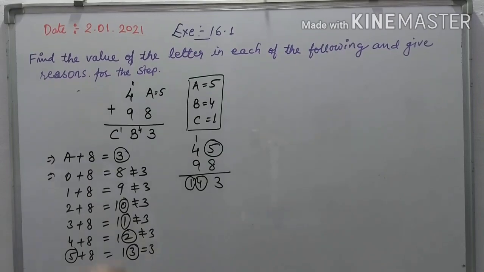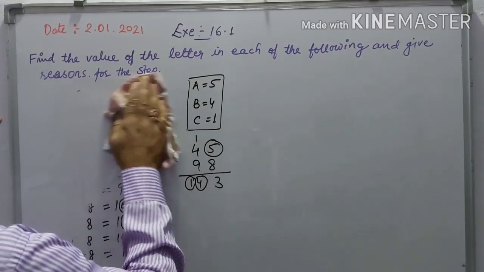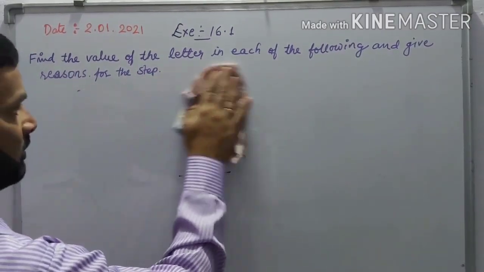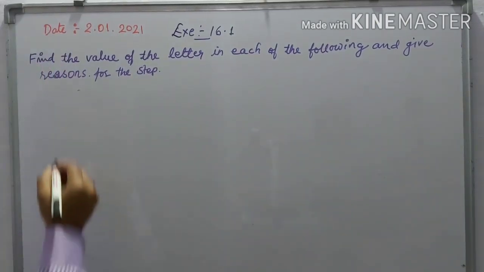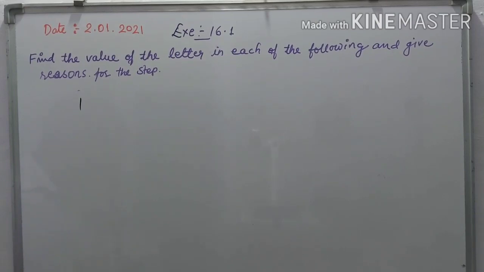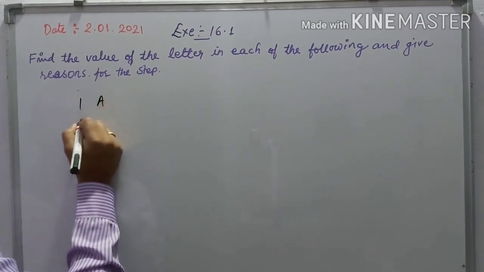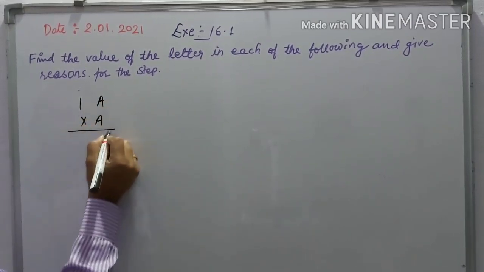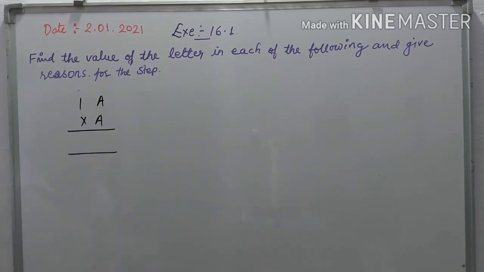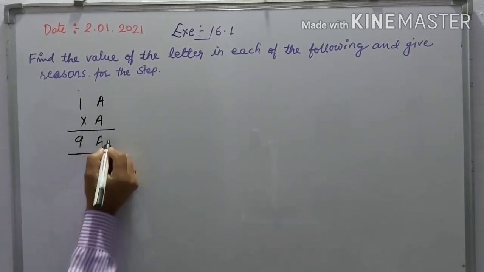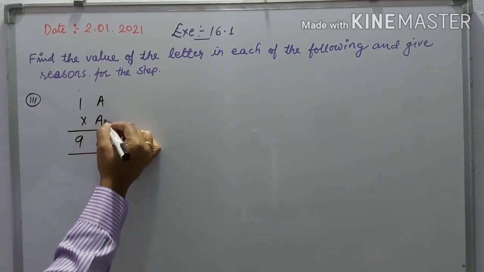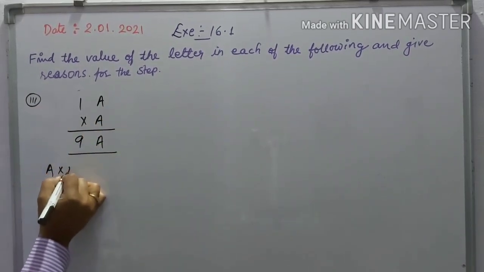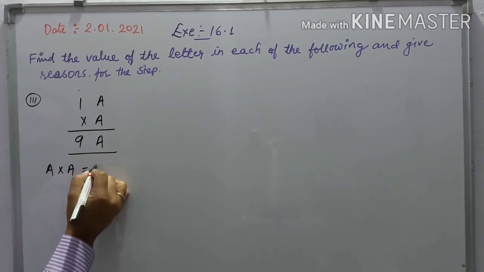Okay, next it's time you play the number. The exercise name is playing with numbers. Suppose 1/3 is 1a into a upon 9a. Okay, this is the third question. Here a into a, it means that a into a is equal to a.